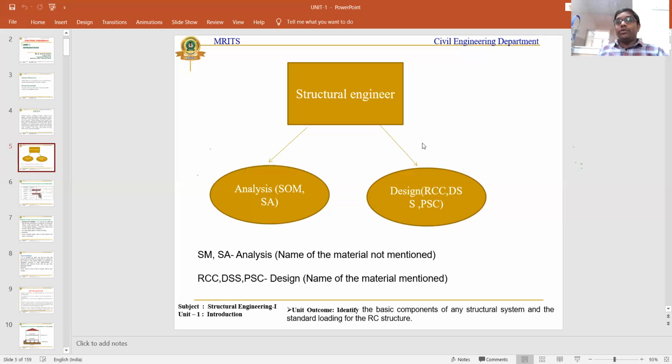Before going to this, a structural engineer does two things: one is analysis and one is design. Without analyzing a structure we can't design it. We can go for designing a structure when we are perfect in the analysis part, and then we can go for designing this RCC structure.